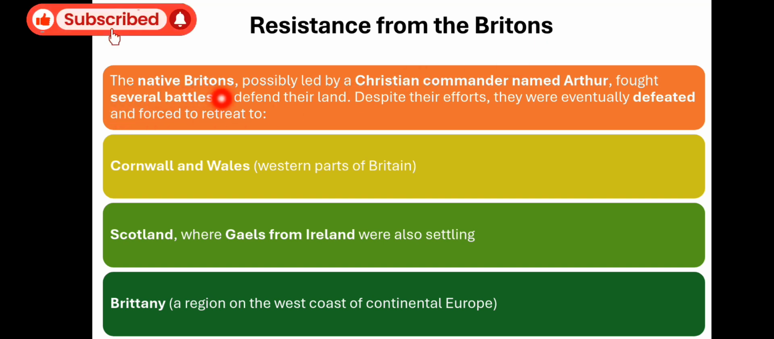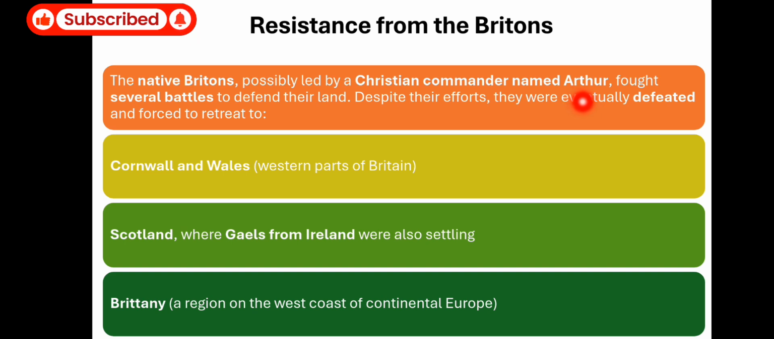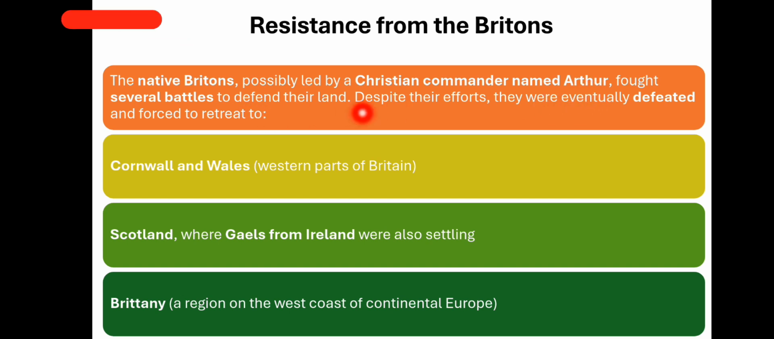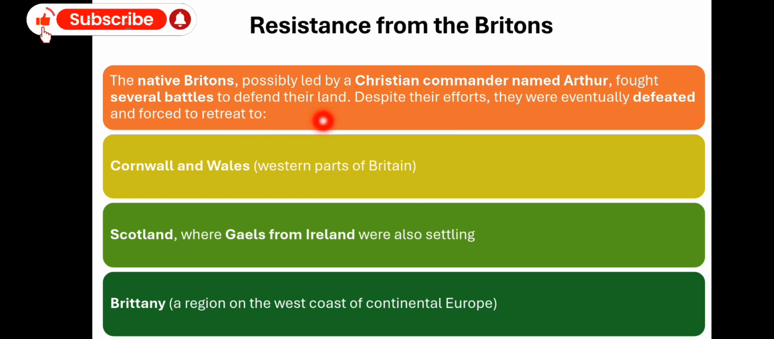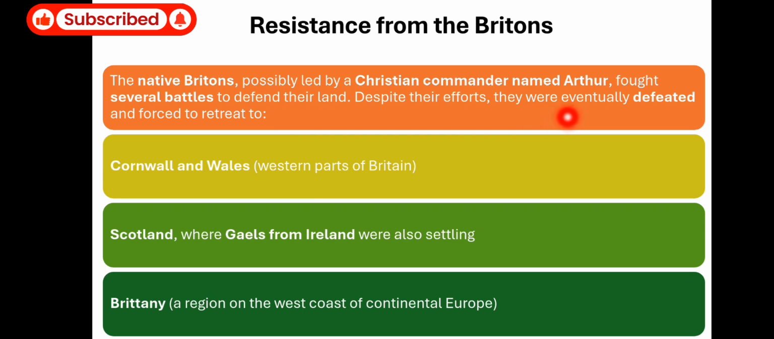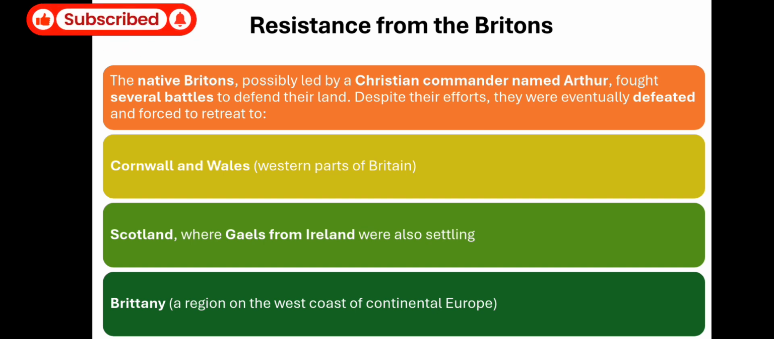Now the native Britons were possibly led by a Christian commander named Arthur. We do not know much about the history, and we can't say for certain that there was an Arthur, but probably the name of this Christian commander was Arthur. He led these Britons and fought several battles to defend the land. Despite their efforts, they were eventually defeated and forced to retreat. They wanted to repel the Anglo-Saxons, but ultimately they were driven back.